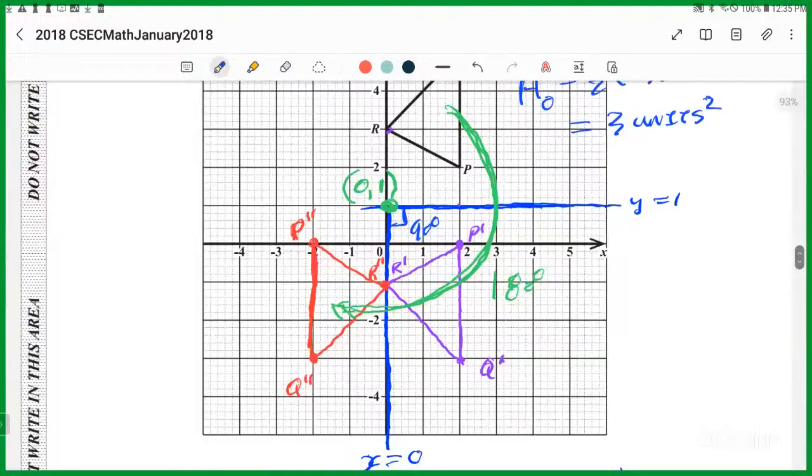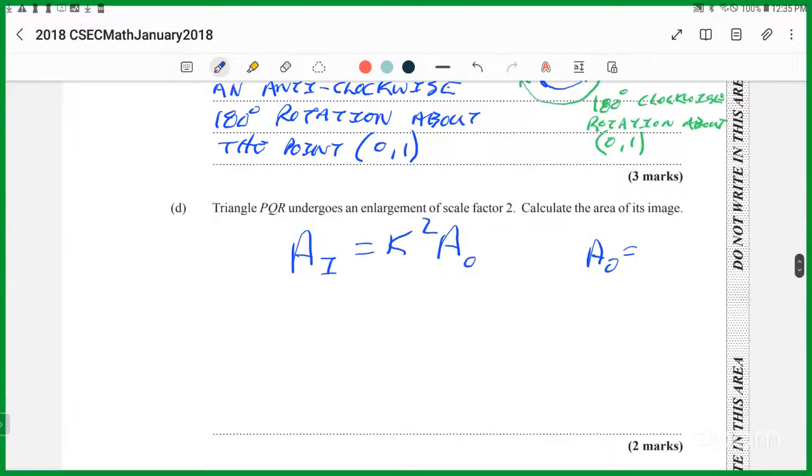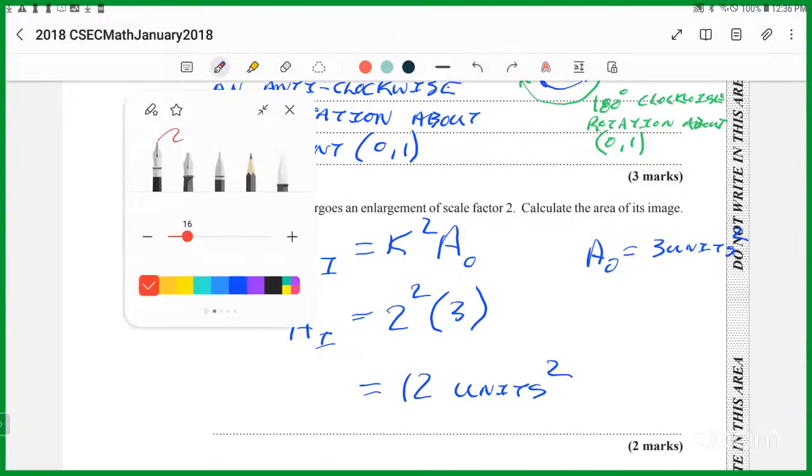Come back down here now. We just worked out that the area of the object is 3 units squared. So the area of the image that I want becomes 2 squared, because the scale factor is 2, times 3. So this is 4 times 3. It becomes 12 units squared. This formula must be remembered. This is a must know right here.